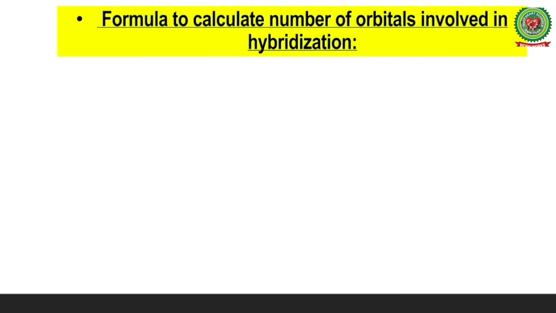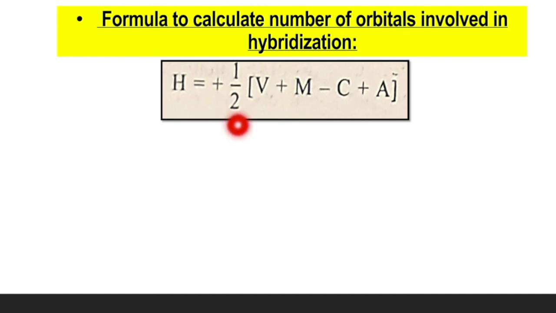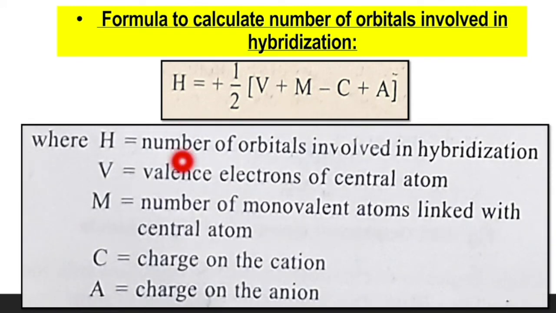Now let us look at the formula to calculate the number of orbitals involved in hybridization. The formula is H equals 1/2 (V plus M minus C plus A). Let us do it one by one. H is the number of orbitals involved in hybridization. V is the valence electrons of the central atom. Supposing the central atom is chlorine, then the valence electrons in chlorine is 7. M is the number of monovalent atoms linked with the central atom. Supposing it is ClF5, the monovalent atoms linked to chlorine is 5.